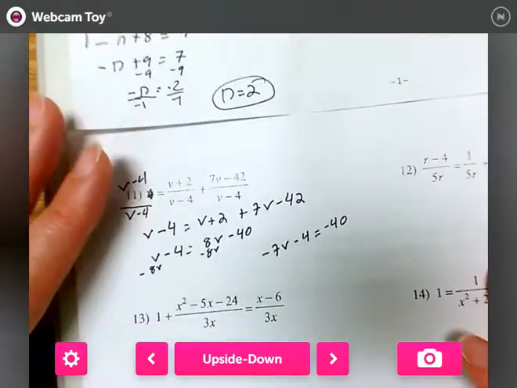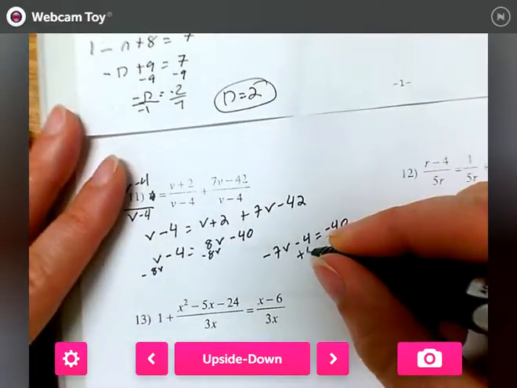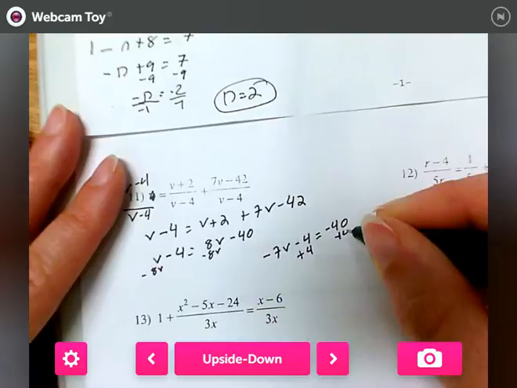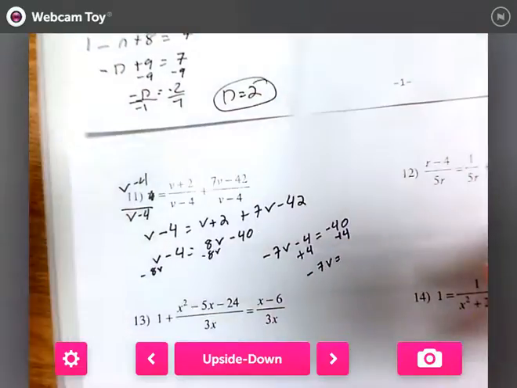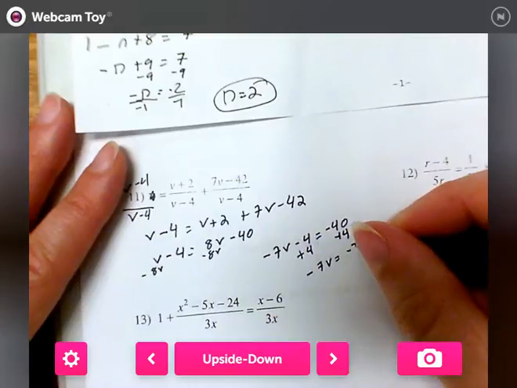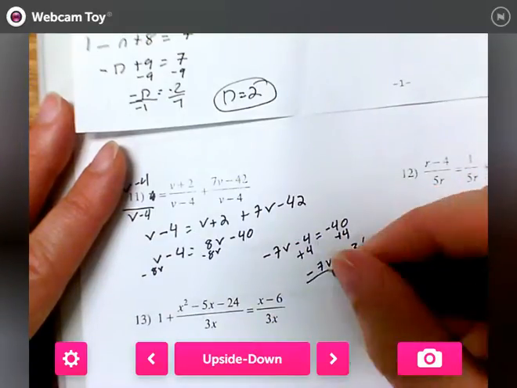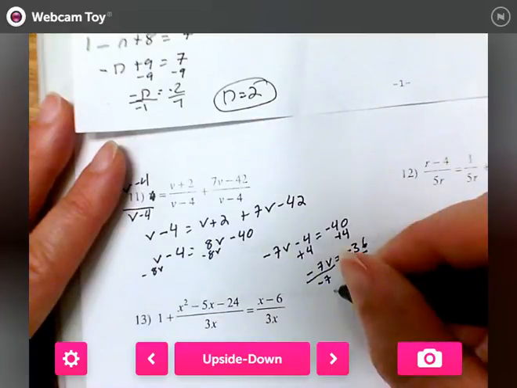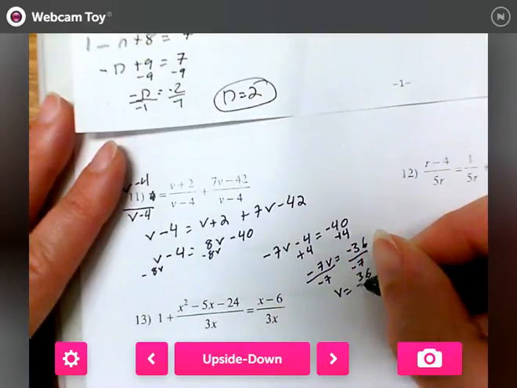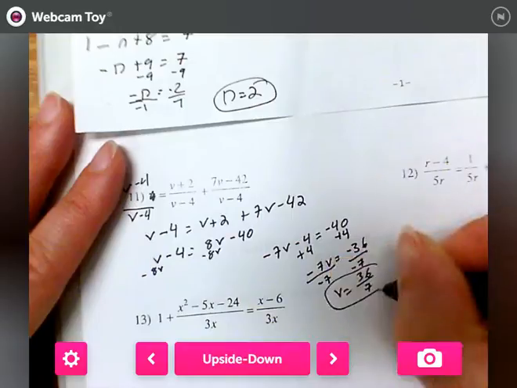I'm going to add 4 to both sides. And I get -7v equals 40 minus 4 is -36, right? Divide it by -7. So v equals 36 over 7. I don't believe that reduces. So we can just leave it right there.